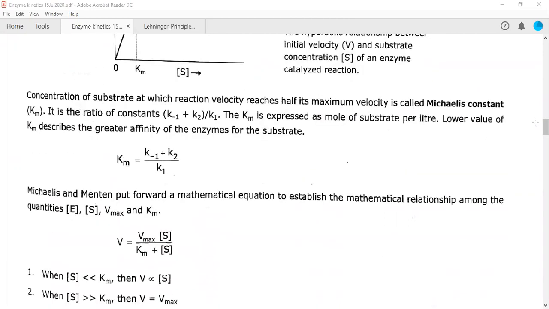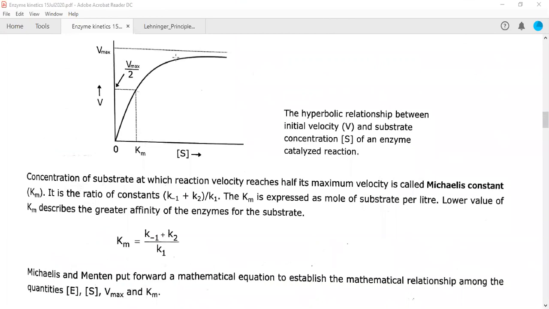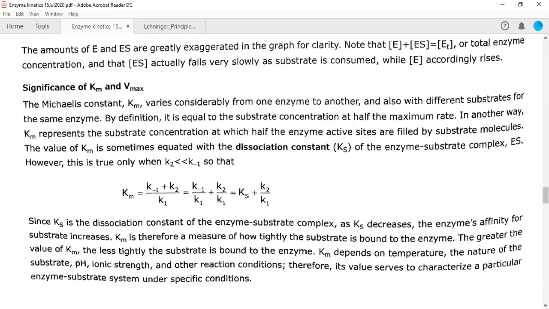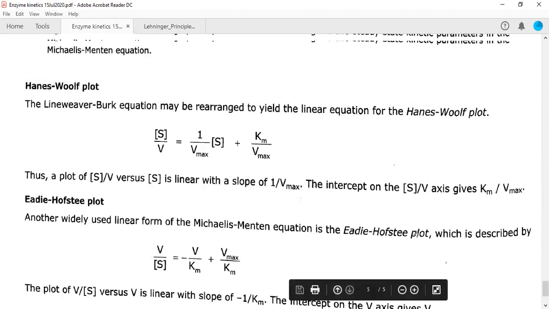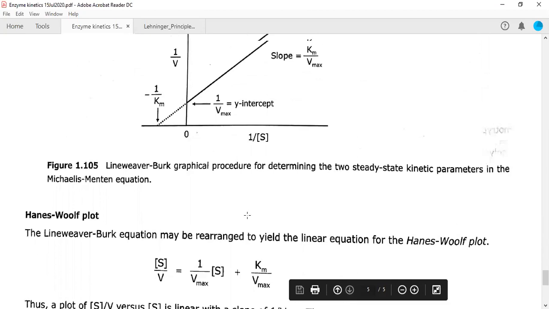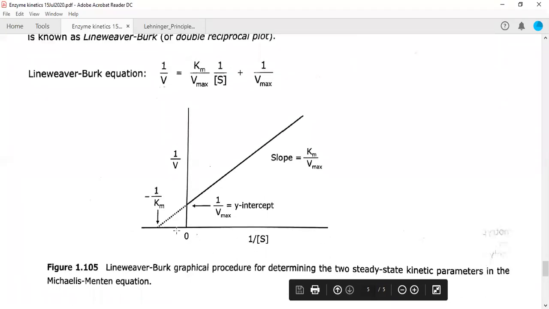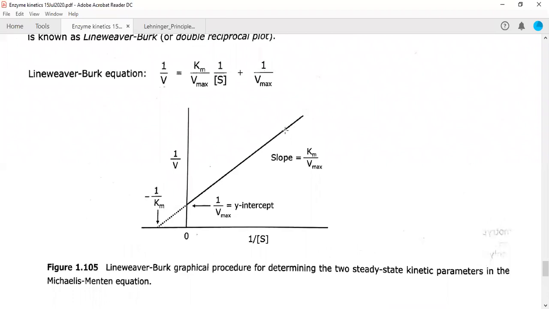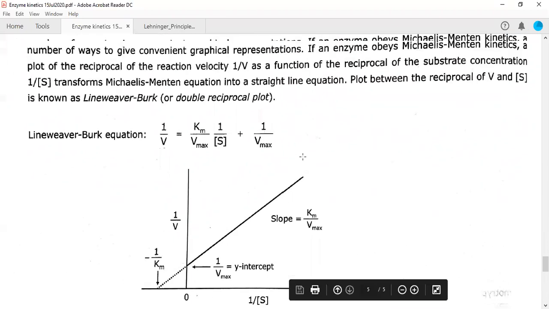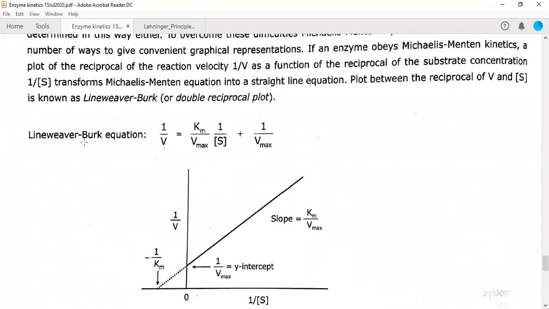Next, we will also see, because it is not possible to find some values based upon this hyperbolic plot. Therefore, we need some line plots, line equations. So we need to switch to the LB plot or Hanes-Woolf plot or some other plots where you will not find a curve but a straight line, and it is easy to find the values based upon this straight line because you can easily find the specific values. This is called the LB plot, the Lineweaver-Burk plot.